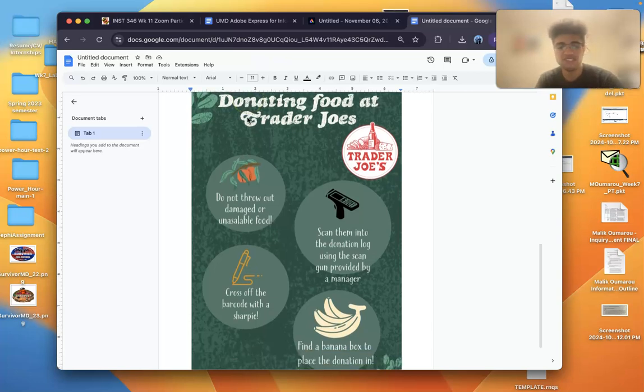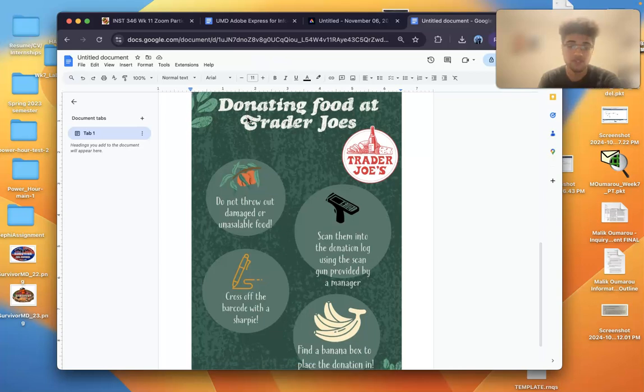Donating food at Trader Joe's is the second graphic I made. I tried to make this for my proposal, a program to get us to start donating food at Trader Joe's. As of November, we are donating food. We're only a few days into it, so this is incredibly relevant right now in the workplace. And it starts with donating food at Trader Joe's.